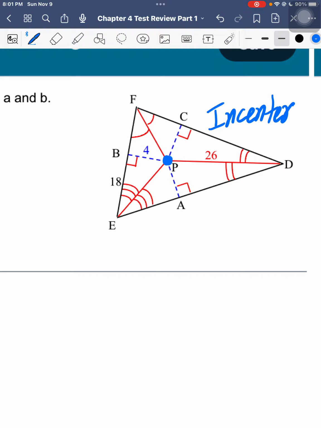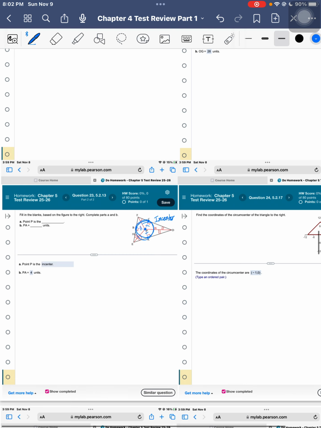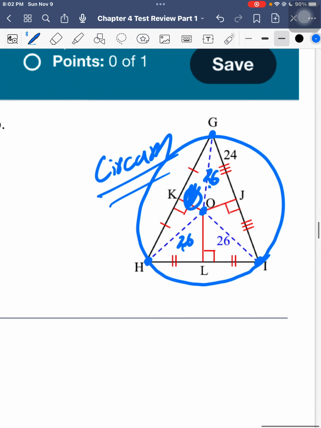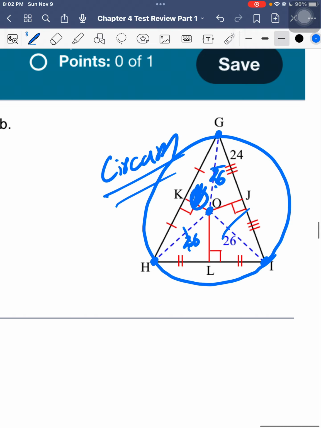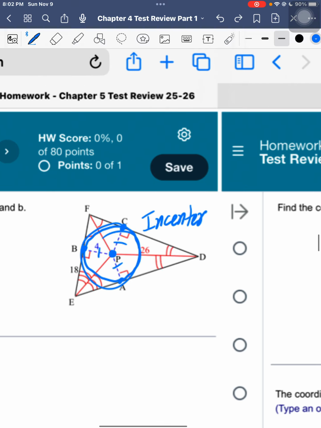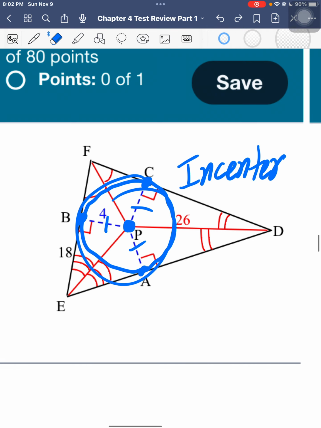Incenter. And we know that the incenter is equidistant to the perpendicular sides of your triangle. Why? Because there is an invisible inscribed circle there. What do this and this become? They just become the radius of this inscribed circle, just like how for the circumcenter, they became the radius of the circumscribing circle to the vertices.